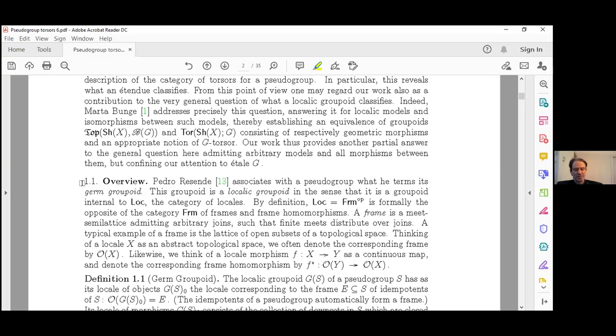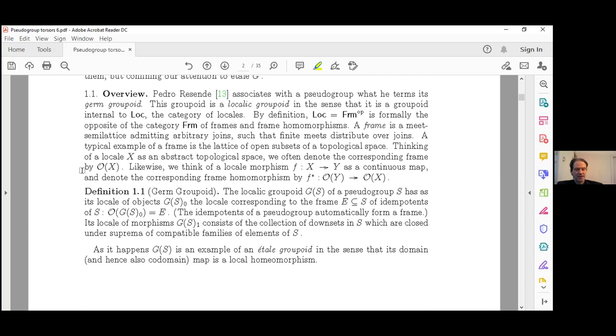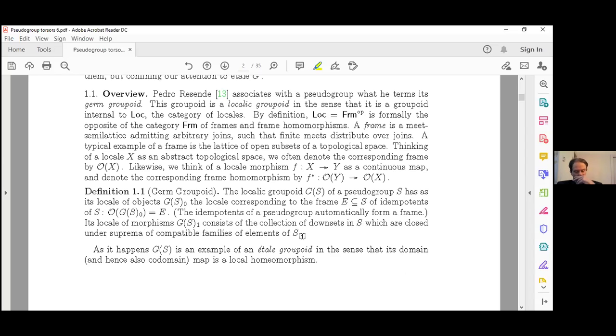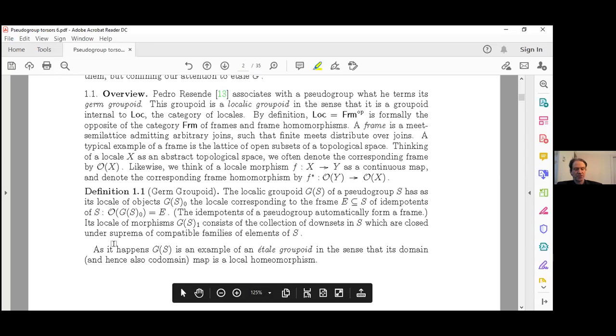So let me go to a picture. I guess we need a diagram now. While I'm here, let me point out what is the germ groupoid of a pseudogroup, as defined by Pedro Resende. The locale of objects. Remember, a localic groupoid is a groupoid in the category of locales. Its objects is the frame itself of idempotents of the inverse of the pseudogroup. That forms a frame in the pseudogroup case. The idempotents of a pseudogroup form a frame. And its locale of morphisms consists of the collection of downsets of S which are closed under suprema of compatible families that I was talking about.